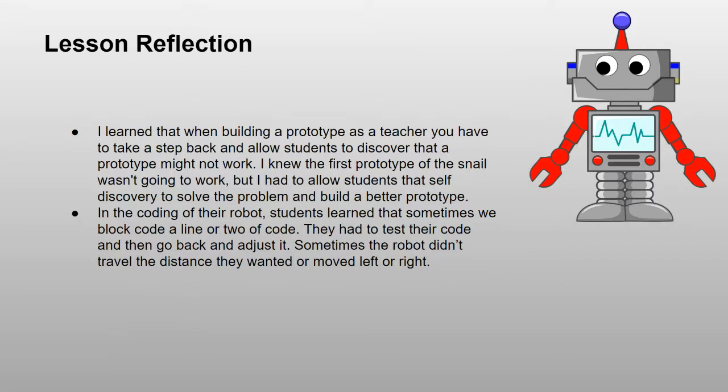In coding of the robot, I learned that students sometimes will code a block of one block or two and expect their robot to move 200 feet. And you sometimes have to test your code and go back and readjust it. Sometimes our robots didn't travel as far as we wanted. Sometimes he wasn't returning on the prototype, so we had to readjust our code. And I had to sometimes stand back and not give the students the answers, but have them go through the process of working as a team.